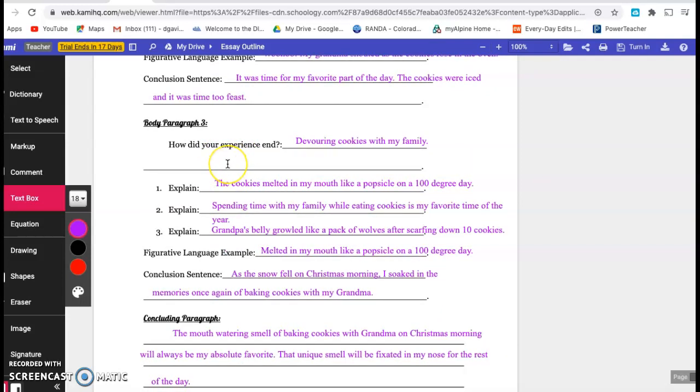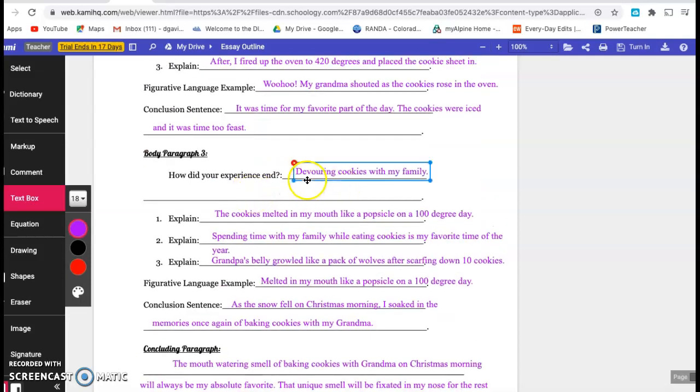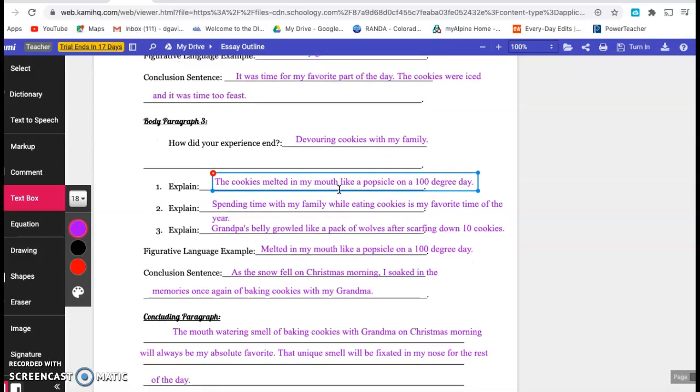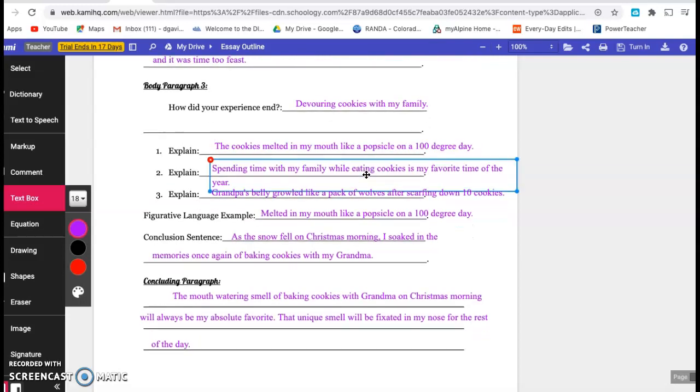Body paragraph 3. I would like to know how your experience ended. So my baking process is over. What happened after that? I was devouring cookies with my family. Remember, to make the story come to life, we need to change those not so good verbs into great ones, to make the story that much better. Imagery, all of those good things. The cookies melted in my mouth like a popsicle on a 100-degree day. There's another simile. Make sure you're mixing up your figurative language throughout the story.